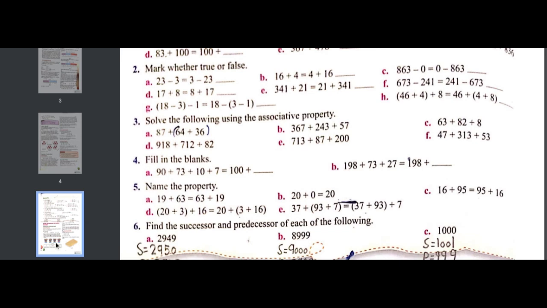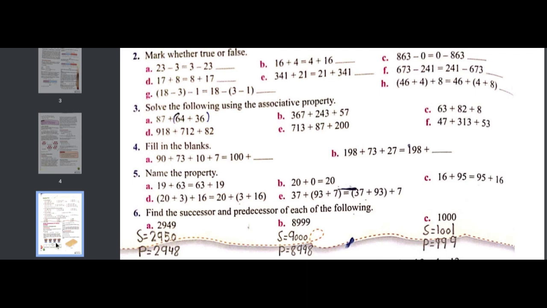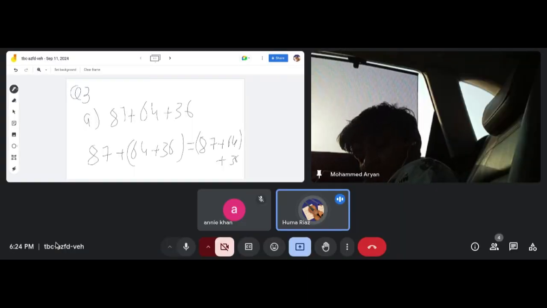And in question 5, you have to give me the name of the properties. Okay, ma'am, I'll do 1, 2, 3, 4, 5. Yes. And you have even done question 6 also. You shared the picture of the book. I have the picture, and you already wrote that down in your book.